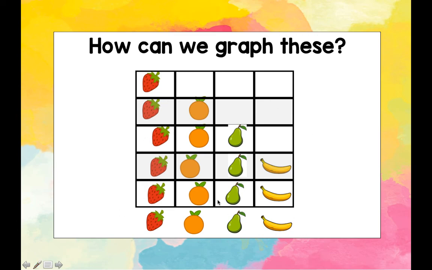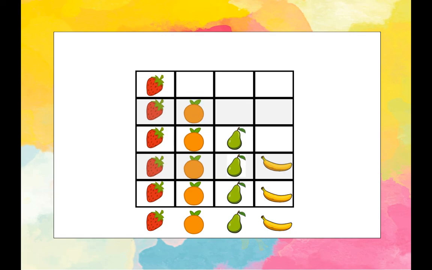So we can look in the graph, and with our eyes we can see which ones are the most and the least. Are you ready? So let's count again the strawberries. We had 1, 2, 3, 4, 5. Okay. The oranges we had 1, 2, 3, 4. The pears we have 1, 2, 3. And the bananas we have 1, 2 bananas, right? We don't count these ones on the bottom. These are just the pictures that showed us where to put the strawberries and the oranges and the pears and the bananas. We only count the ones that are inside the graph, okay?